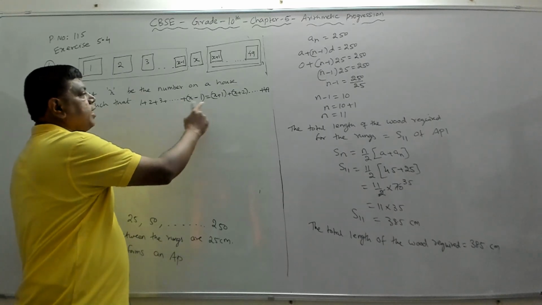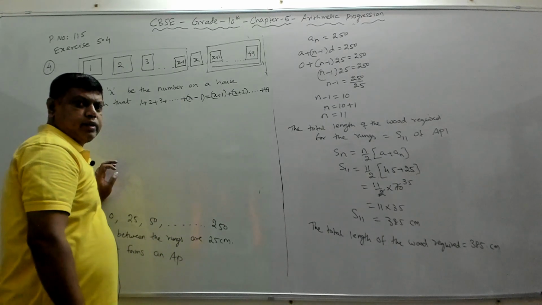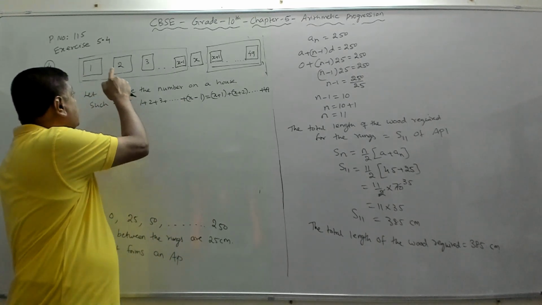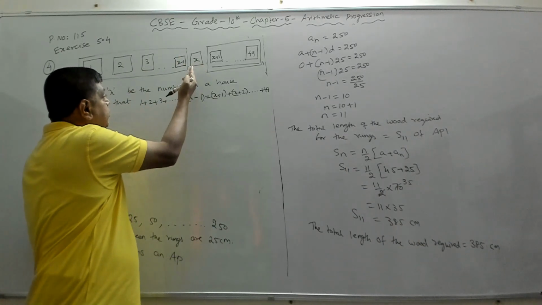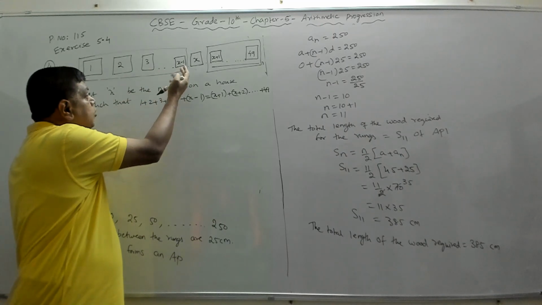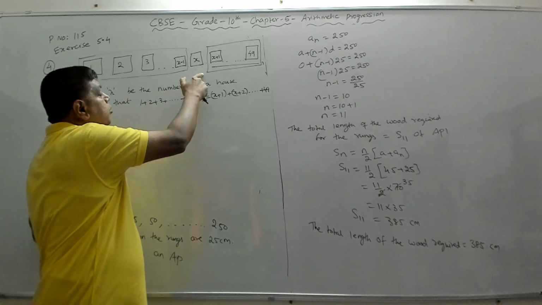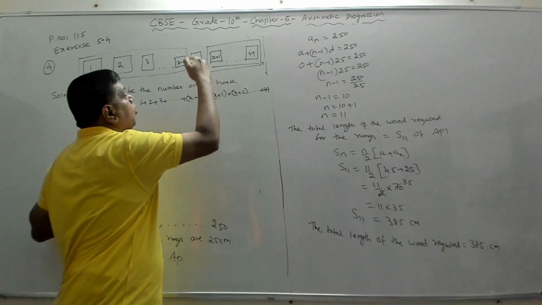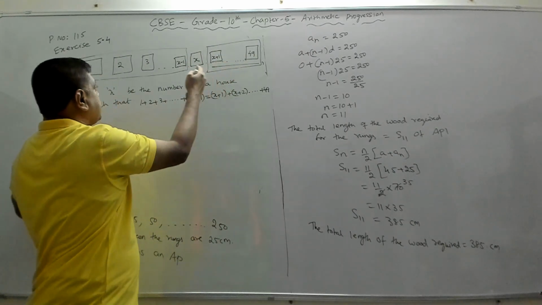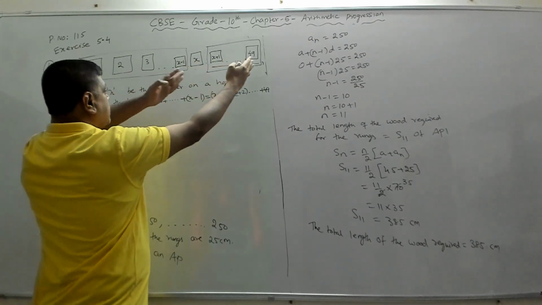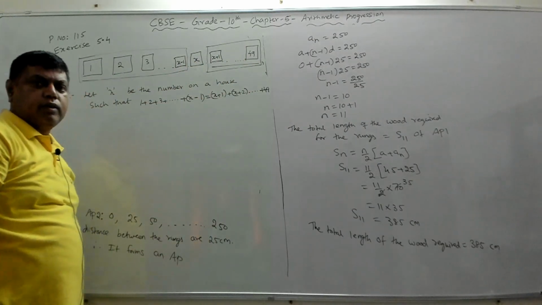Now we need to find what x is. Such that if you add all this, 1 plus 2 plus 3 till x minus 1, that is equal to adding the numbers of the houses following x. Following it means after this. So the numbers before x are equal to the numbers after x.